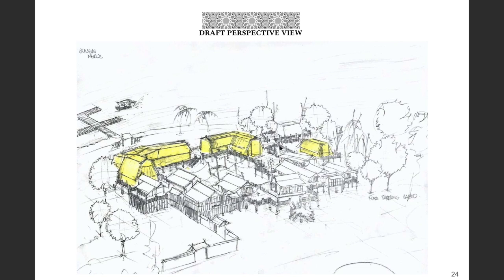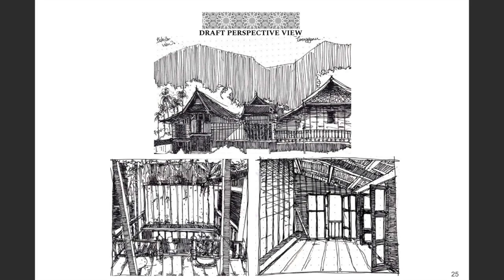The whole area is elevated, and on the ground floor it will be the outdoor flea market area. Other than that, there will be a workshop, museum, art gallery, restaurant, cafe, and public library. These are some of the perspective views.